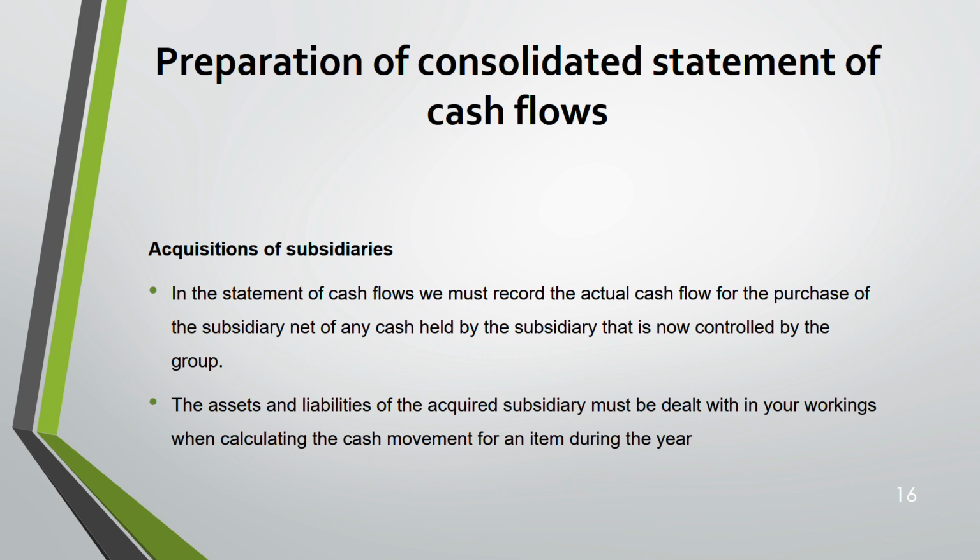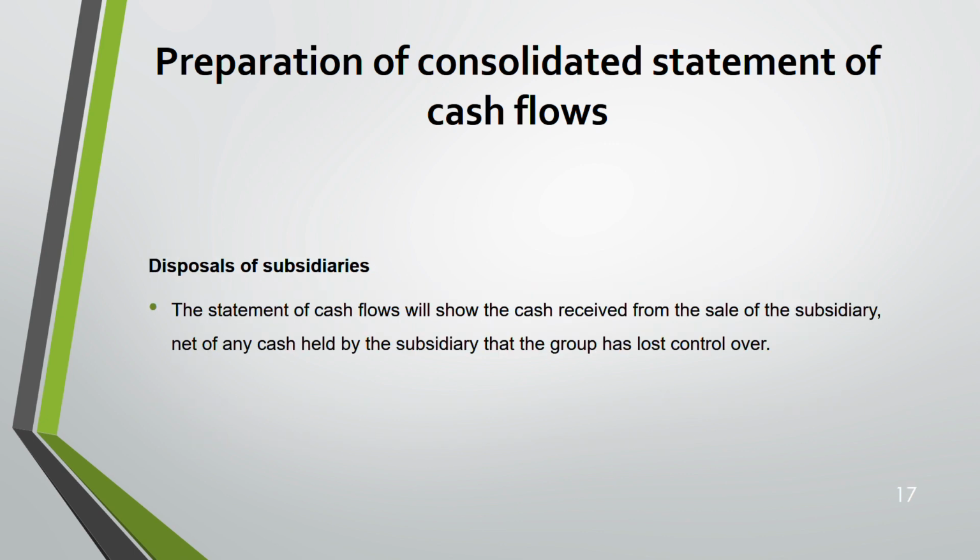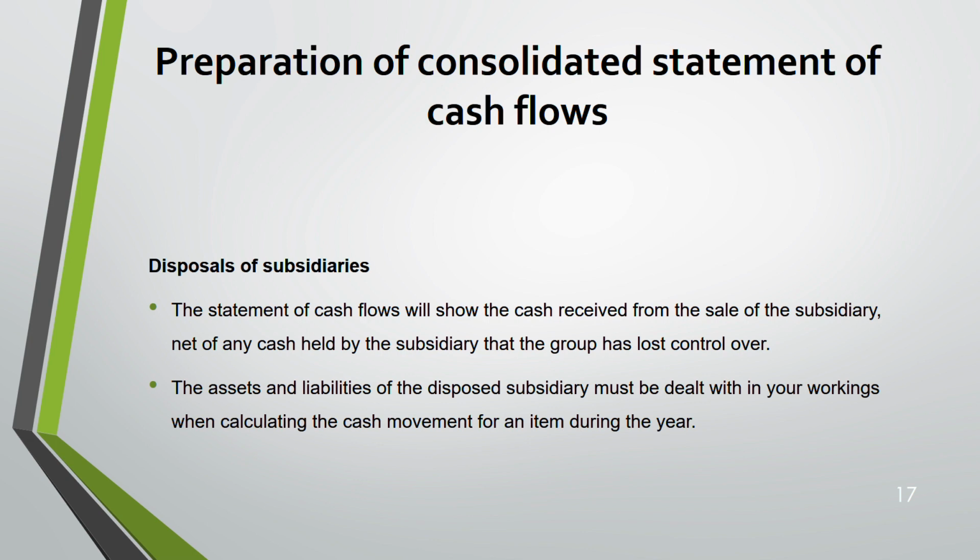Then regarding any assets and liabilities of the subsidiary, you have to see what the cash movement is, whether it increased or decreased. For that, you need to do workings. Same for the disposal also, but it's the opposite now. Now it's cash received from selling the subsidiary. That needs to be there. And the same assets and liabilities workings need to be there.